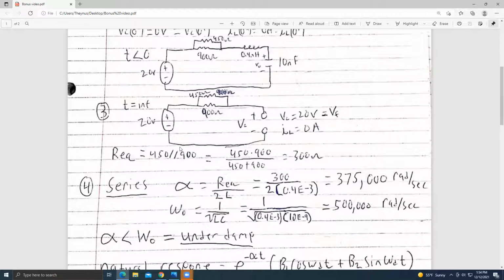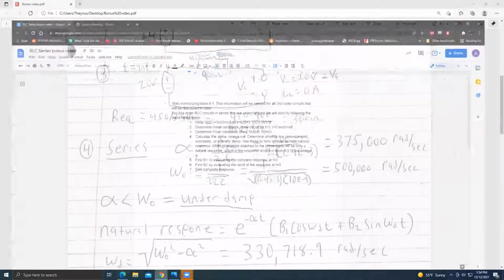Our equivalent resistance at this point is going to be the 450 ohm resistor in parallel with the 900 ohm resistor. This comes out to 450 times 900 over 450 plus 900, which comes out to an equivalent resistance of 300 ohms. With our final conditions determined, let's move on to step 4.